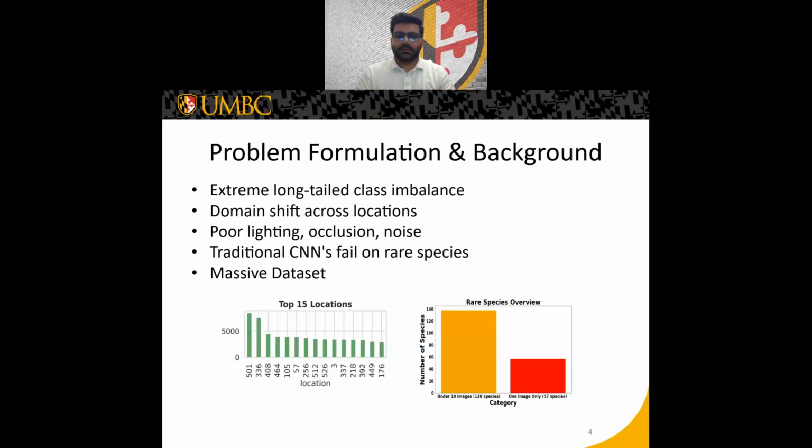The chart on the left shows the top 15 locations where most of the animals appear, and on the x-axis are the code names of the locations saved in the dataset. On the right, you will see a bar chart. The red bar shows the species that only appear once, which are 57 species, and the orange or yellow bar shows the species that have fewer than 10 images, which are 138 species. These are the species that we mostly focus on in our project.